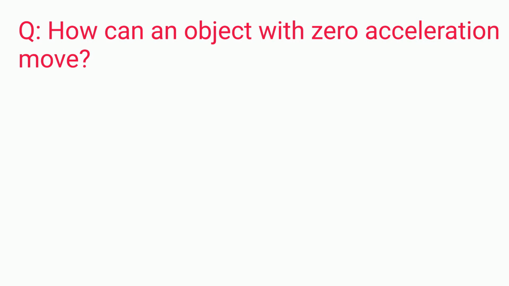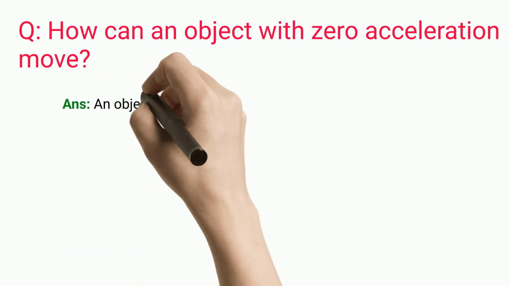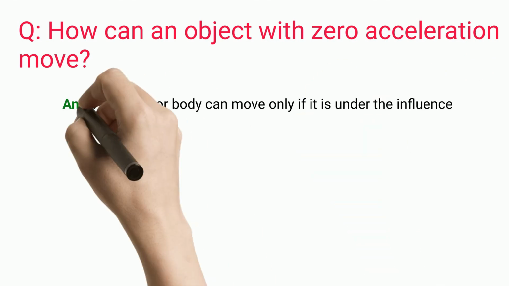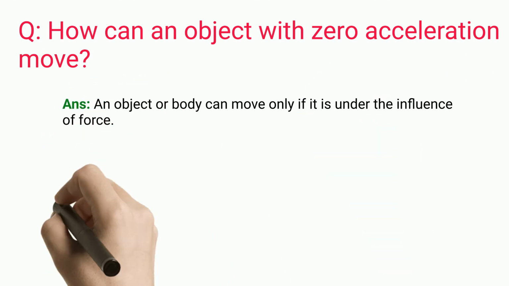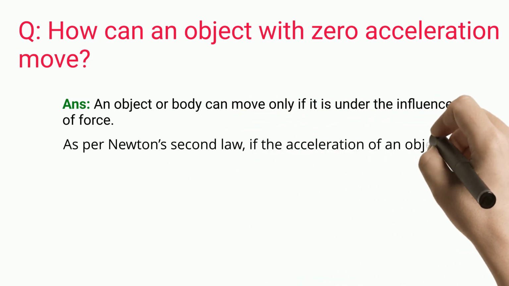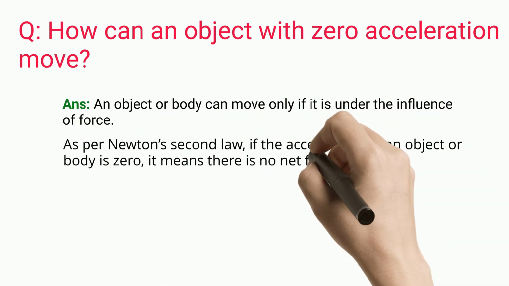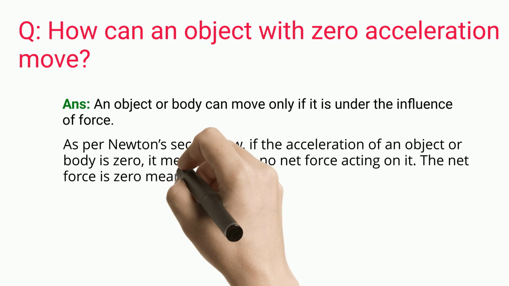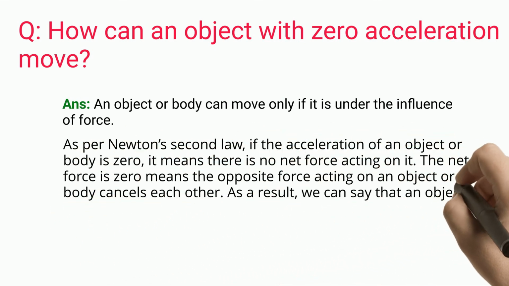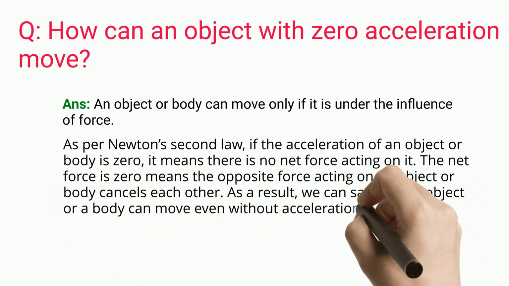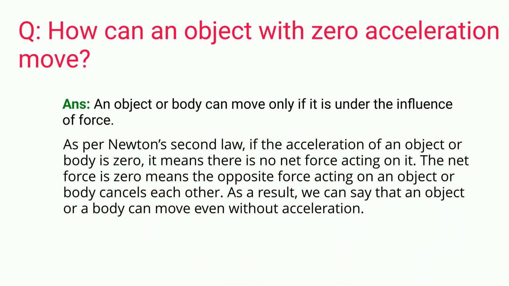Question: how can an object with 0 acceleration move? Answer: an object or body can move only if it is under the influence of force. As per Newton's second law, if the acceleration of an object or body is 0, it means there is no net force acting on it. The net force is 0 means the opposite forces acting on an object or body cancel each other. As a result, we can say that an object or a body can move even without acceleration.